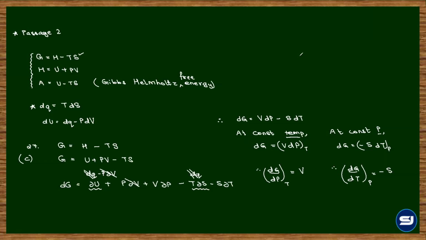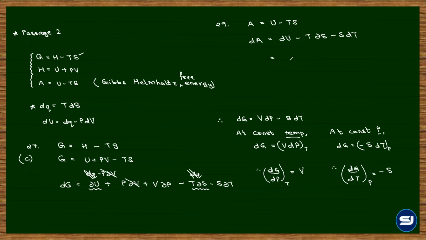Similarly, first look at 29. In 29, they have asked you to find the differential forms of A. So how do we start? A is U minus TS. Next, differentiate, and we can substitute something here: dU and T dS. So we take dA equal to dU minus T dS minus S dT.